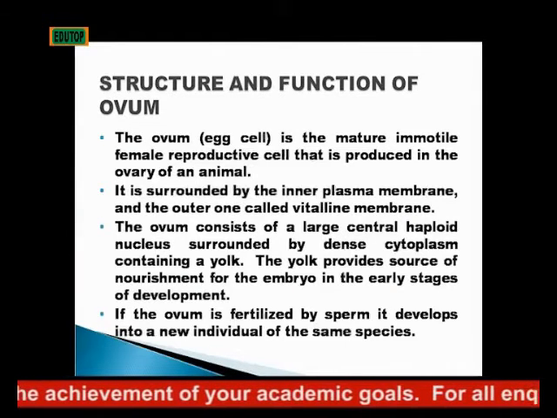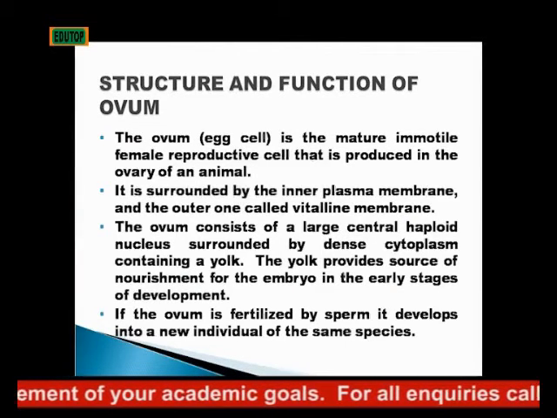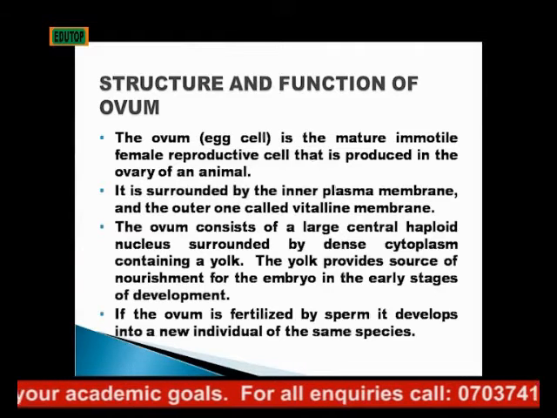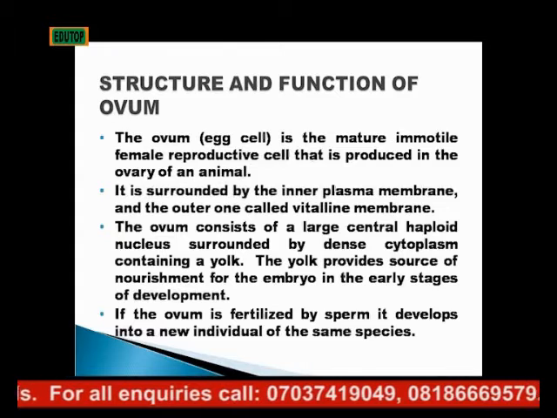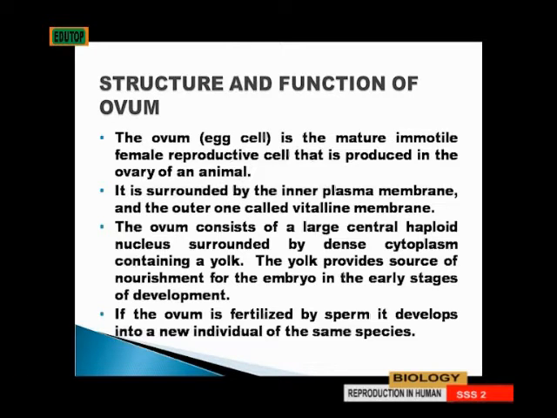The egg is surrounded by the inner plasma membrane and the outer one called the vitelline membrane. The ovum consists of a large central haploid nucleus that is surrounded by dense cytoplasm containing a yolk. So just like you have a yolk in the egg of a chicken or hen that you eat, you have yolk also in the egg of man or in the woman. The yolk is the one that provides the source of nourishment for the embryo in the early stages of development.